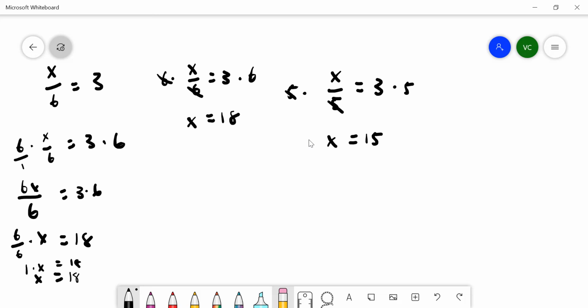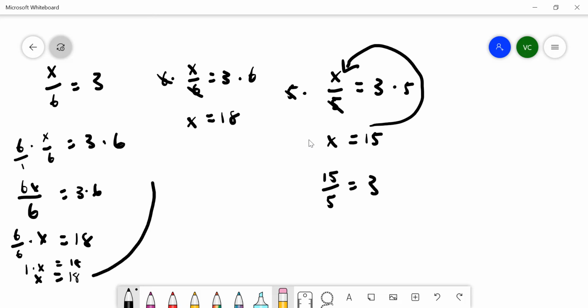And the reason why it works out is because if you plug this back in, 15 over 5 does equal 3, right? Just like when we plug our original equation back in here, we have 18 over 6, and that's going to equal 3.